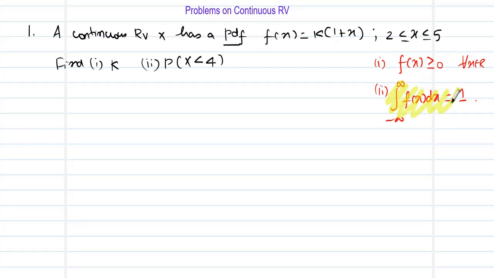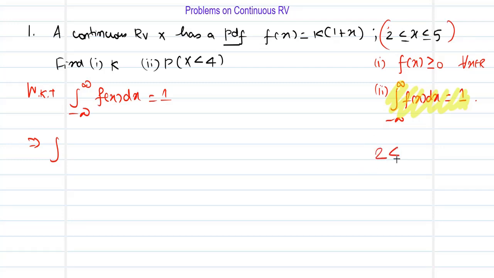This is the point which we are now going to make use of to estimate the value of the constant k. So how can we apply this to estimate the value of k? We know that the integral from minus infinity to infinity of f of x dx is equal to 1. So this will imply the integral from... Now, what is our range of integration? 2 less than or equal to x less than or equal to 5.